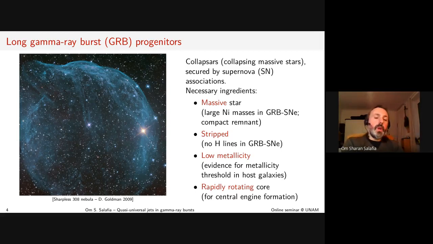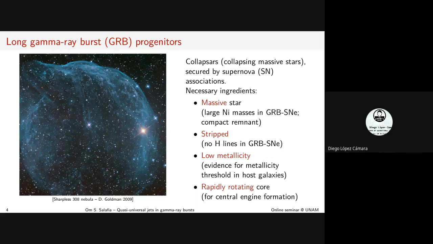And these supernovae typically have quite large nickel masses, and they show no hydrogen lines. They are type I supernovae, and this points to stripped stars, which must have been stripped by their own wind or by binary interaction. We also see observationally.